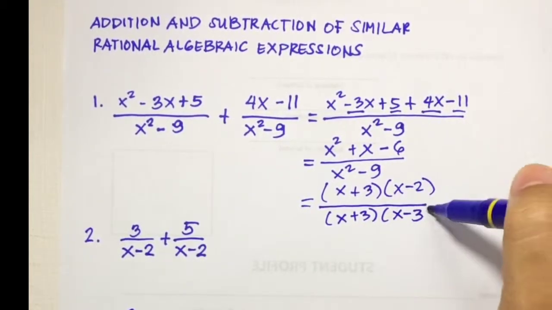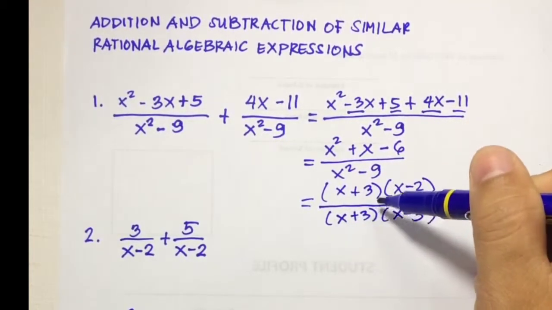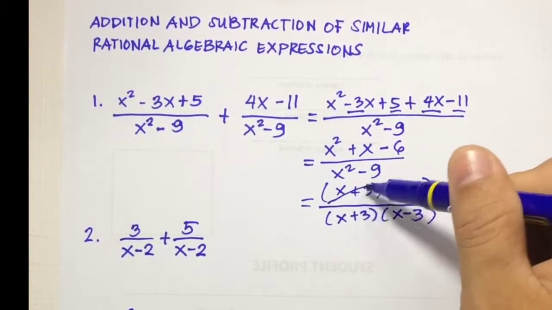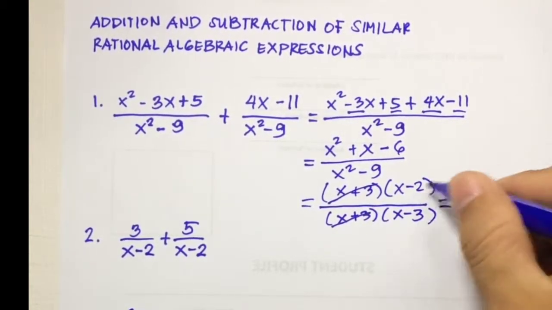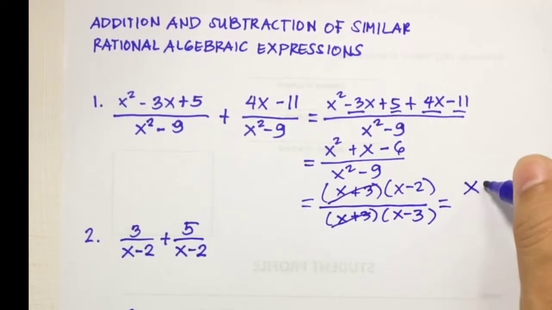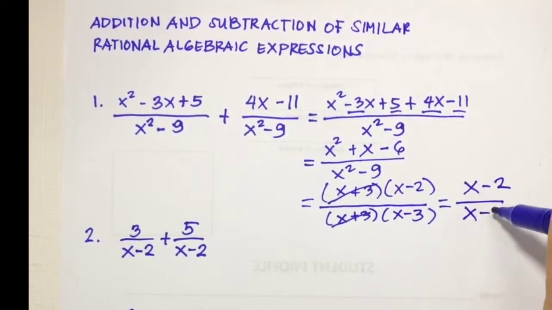Then you have x plus 3 in the numerator and x plus 3 in the denominator, so we can simply cancel out these terms. Then our answer will be the remaining terms, x minus 2 for the numerator and x minus 3 for the denominator.